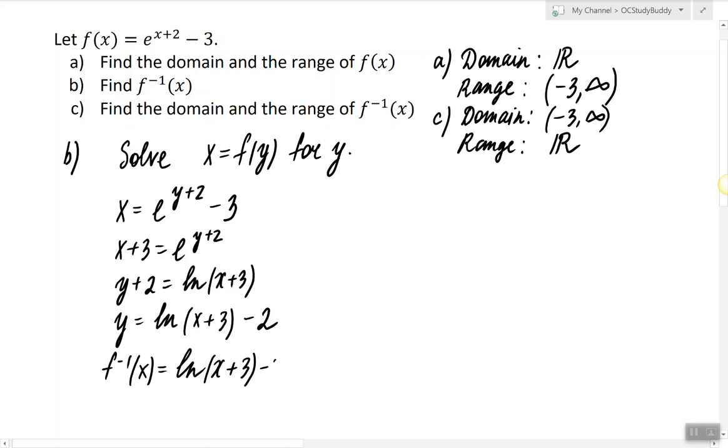And by looking at it, we can confirm that the domain of this function is indeed all the values greater than -3, because what's inside of the logarithm cannot be less than or equal to 0. And the range of this function is all real numbers, because the logarithm function goes all the way from -infinity to infinity. So this is how we work with an exponential function and its inverse.